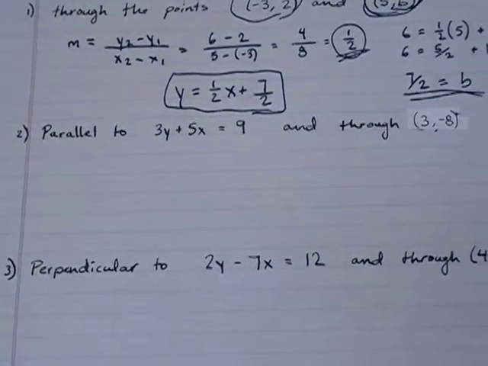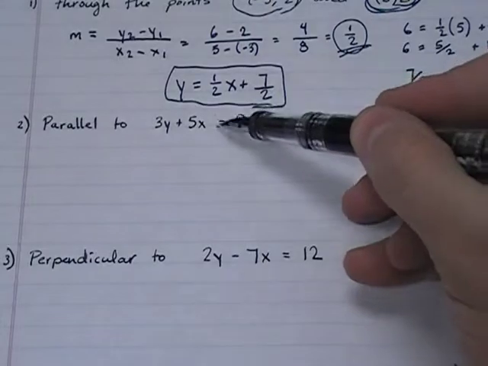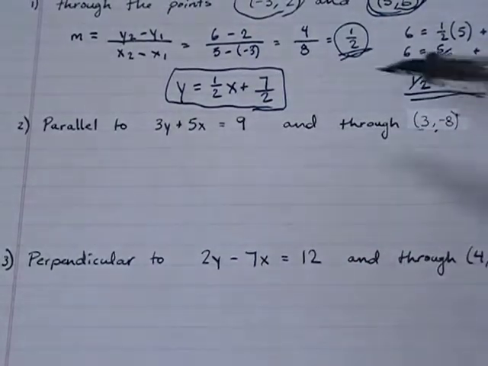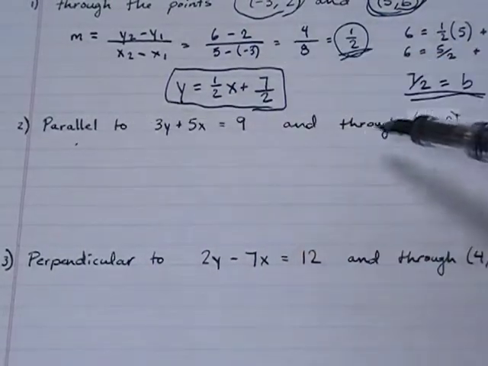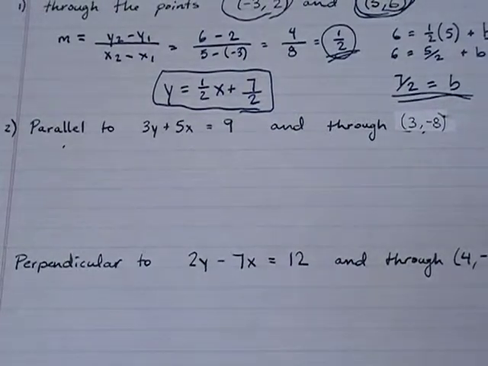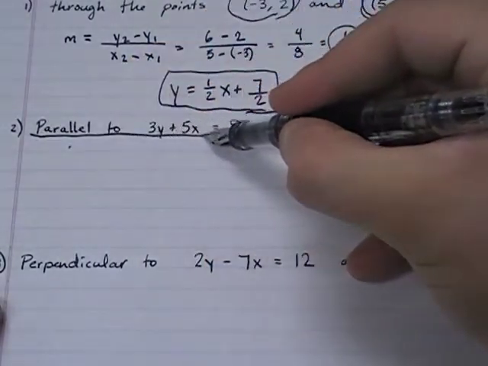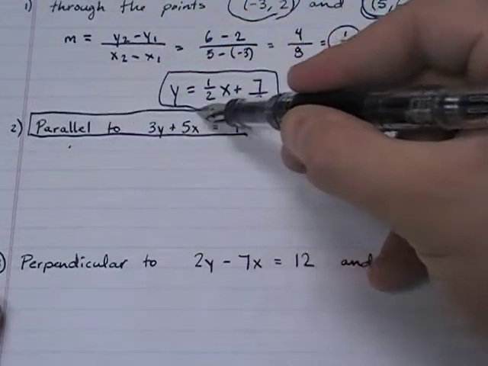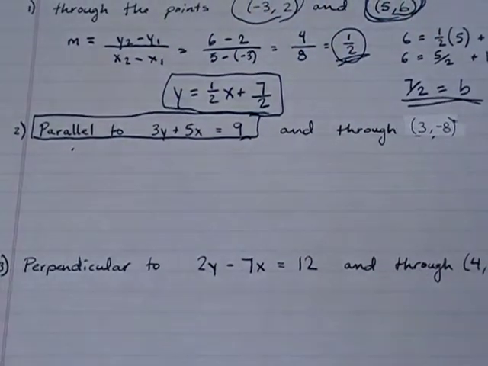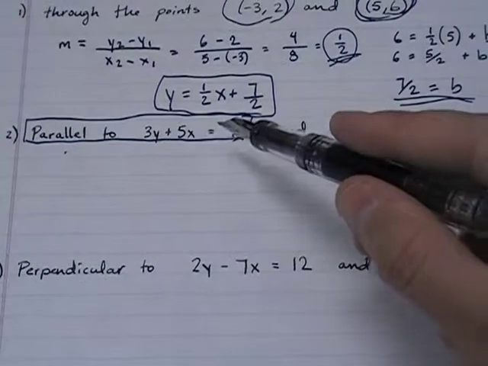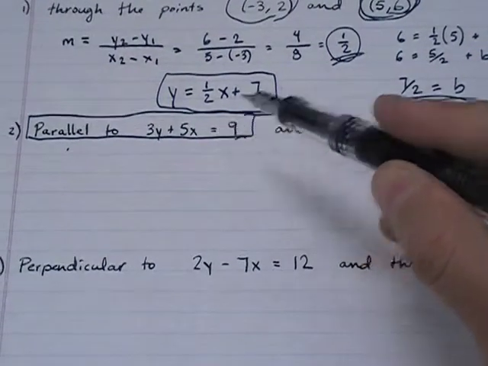Now the second one says, here's a line, and I want a line that is parallel to that line and through the point (3, -8). Okay. Well, this is telling us something. This is a hint. And the hint that they're giving us is that parallel lines have the same slope. Parallel lines have the same slope. So if I know the slope of this line, the slope of my line has to be the same.